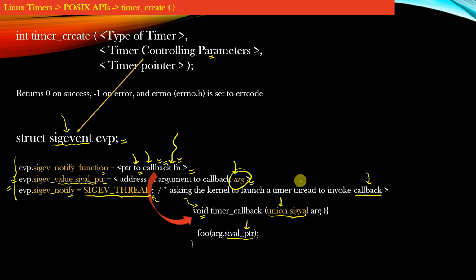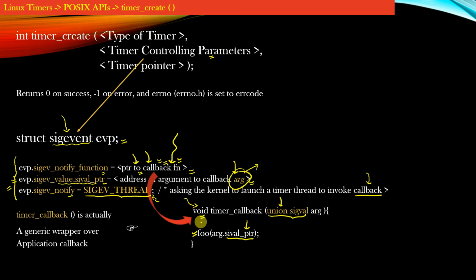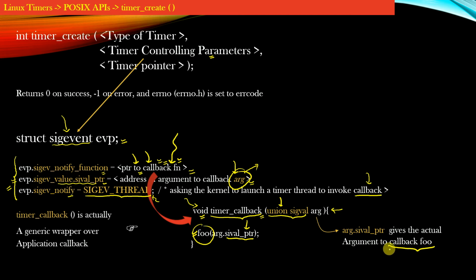Because at the end of the day, our goal was to invoke the application specific callback function foo with the user defined data structures, which is represented by this argument, right? So timer callback is actually a generic wrapper over the application callback. Here foo is an application specific callback, whereas timer_callback is a generic callback which has a predefined prototype. And the argument which this timer callback function accepts is the actual argument which is passed to the callback function foo. So here, if you had passed the address, say 0xFDE, then arg.sival_ptr would store 0xFDE, right?